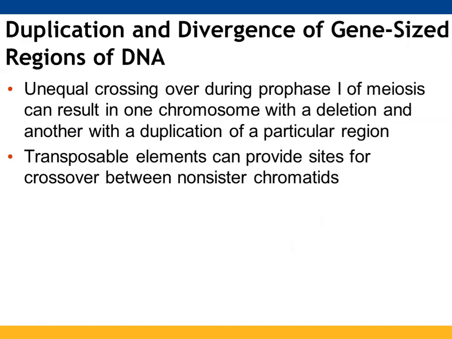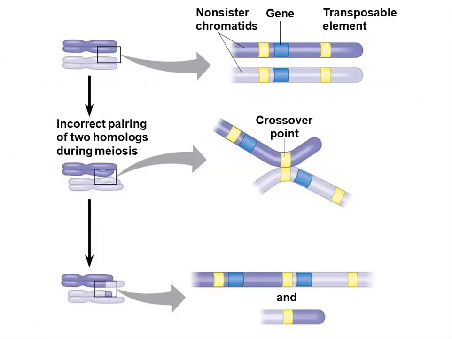Duplication and divergence of gene-sized regions of DNA. During prophase I, we talked a lot about crossing over taking place. Sometimes unequal crossing over might occur, which would result in a deletion in one area and a duplication in another. Transposable elements can provide sites for crossing over between chromatids that are not sister chromatids. So you could have an incorrect pairing, crossing over could occur between them, and you're going to have substantial changes to the chromosomes as a result.